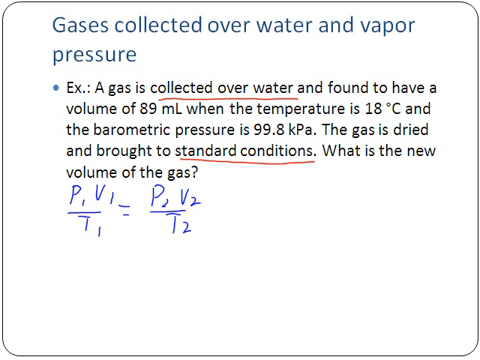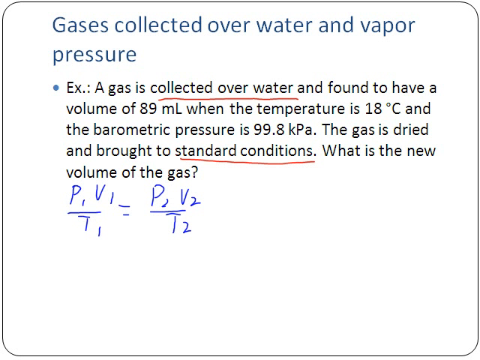Now, P1, let's start with the original pressure here. In the case of the original pressure, we know the barometric pressure is 99.8. But that's the pressure of both gases. We are drying this gas, which means we're taking the water vapor molecules out. So we can't use the total pressure, because the total pressure is both types of things, both the collected gas and the water vapor.